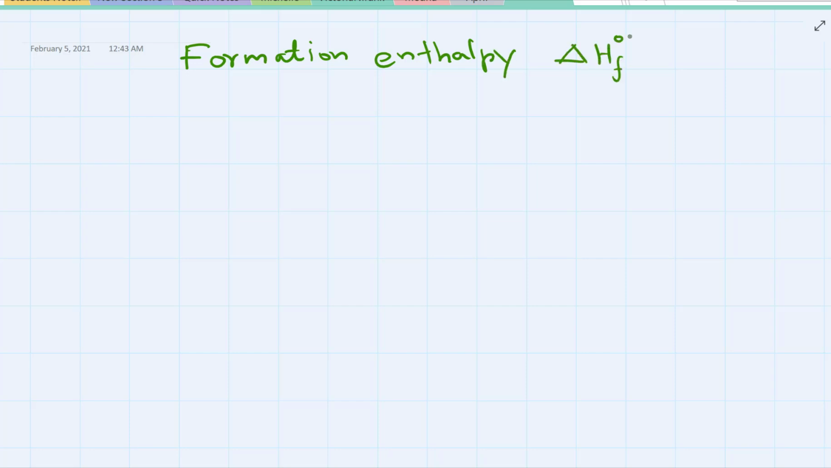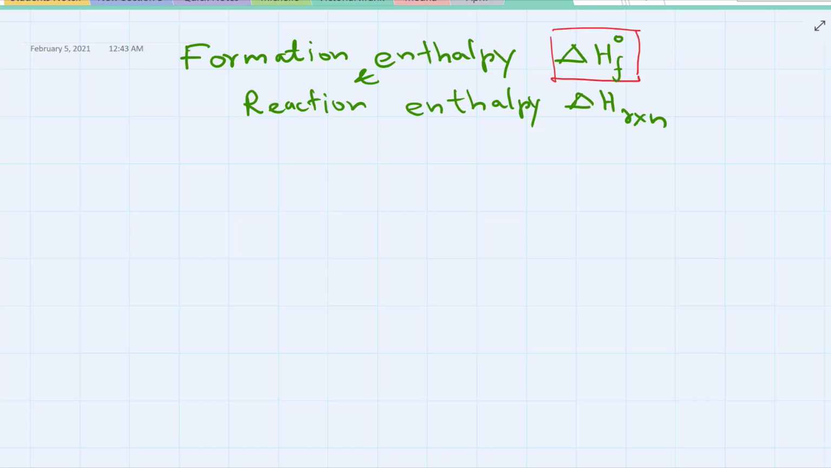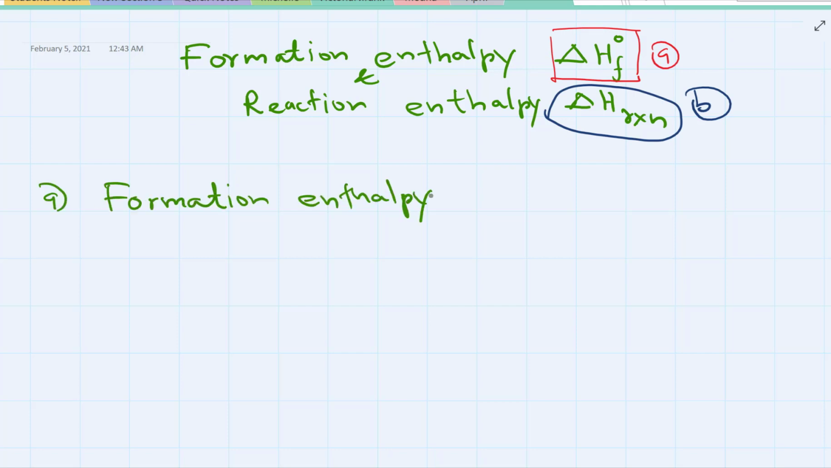Hello, let's do a few enthalpy practice problems. There are two things, formation enthalpy and reaction enthalpy. Make sure you clearly see what the two are. The first one is delta H f, with the standard sign. The other one is delta H reaction. The first one is per mole, the other one is not.